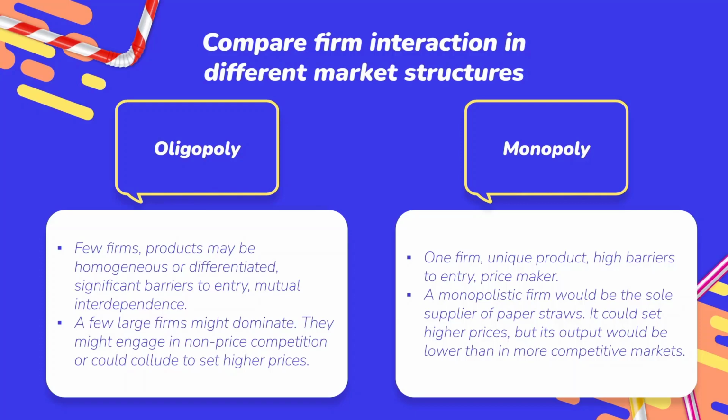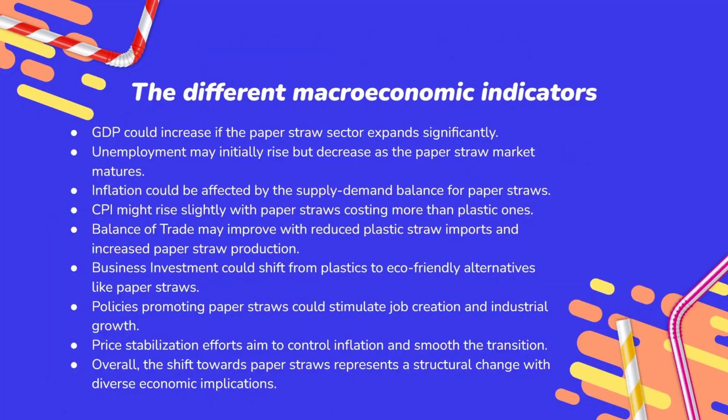In monopoly, there is one firm, a unique product, high barriers to entry, and the firm is a price maker. A monopolistic firm would be the sole supplier of paper straws. It could set higher prices, but its output would be lower than in more competitive markets.